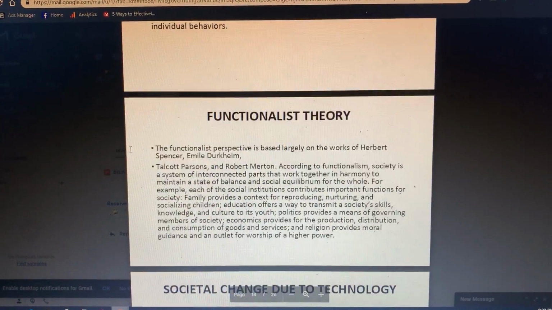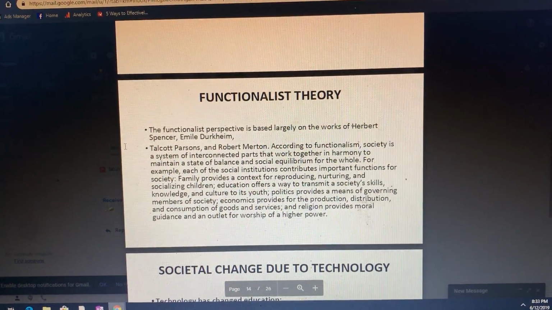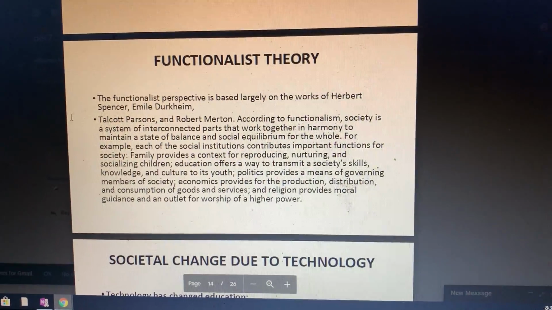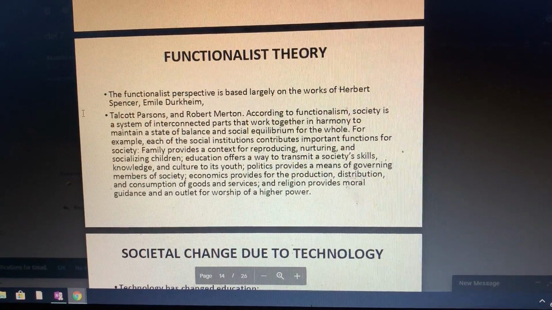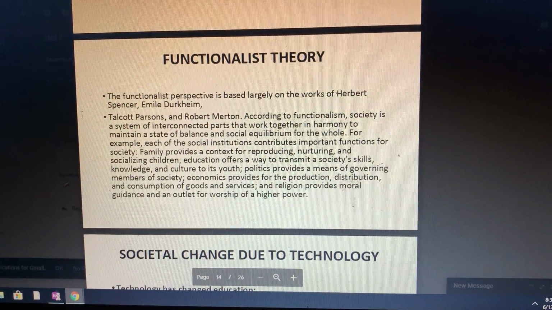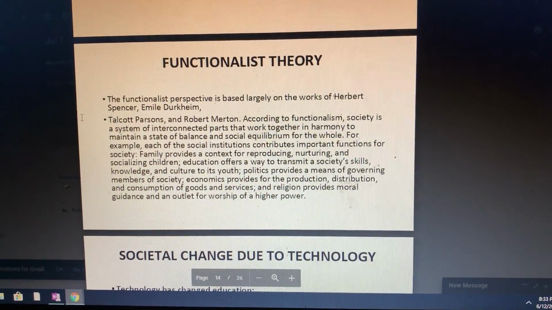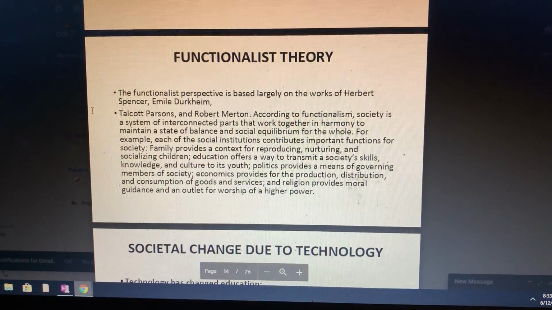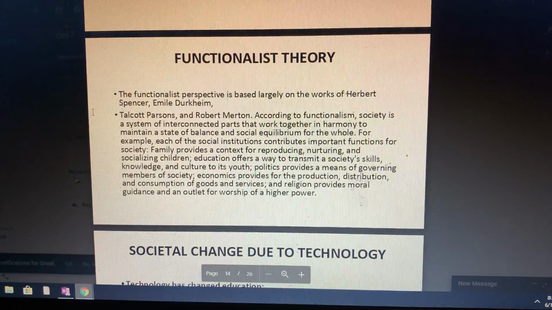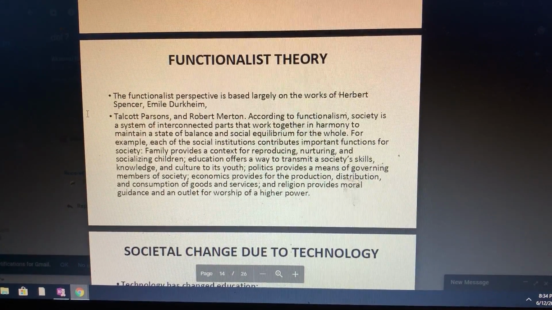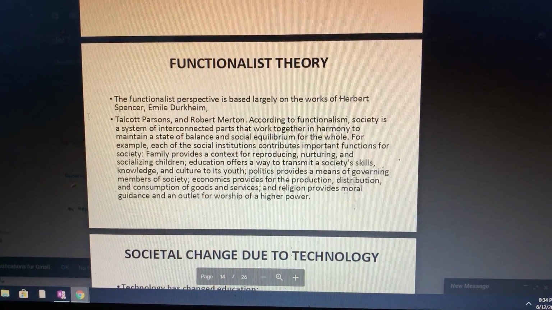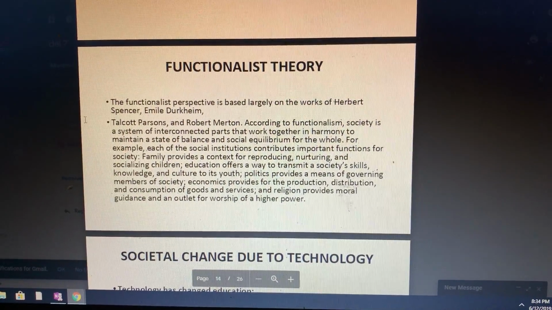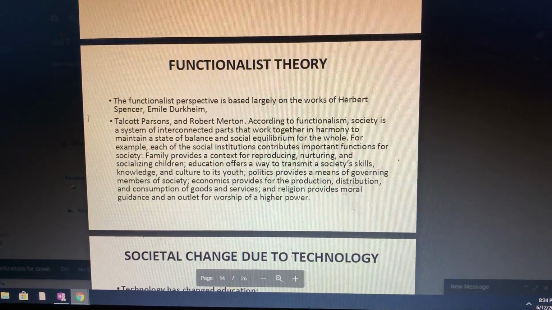Functionalist theory. The functionalist perspective is based largely on the works of Herbert Spencer, Emile Durkheim, Talcott Parsons, and Robert Merton. According to functionalism, society is a system of interconnected parts that work together in harmony to maintain a state of balance and social equilibrium for the whole.